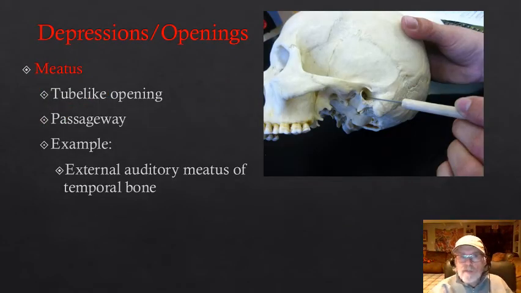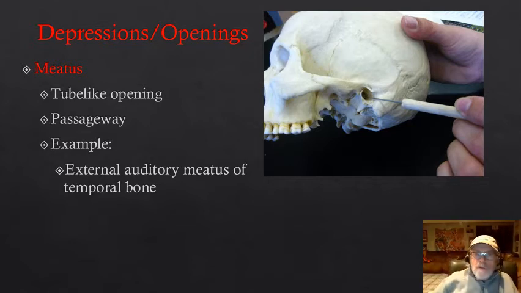Now let's talk about some depressions or openings. Another one is called a meatus. A meatus is a tube-like opening. Now this is the side of the skull. This would be the eye up in here, and here's the back of the skull. Right here, there's a hole, and this is called the external auditory meatus of the temporal bone.